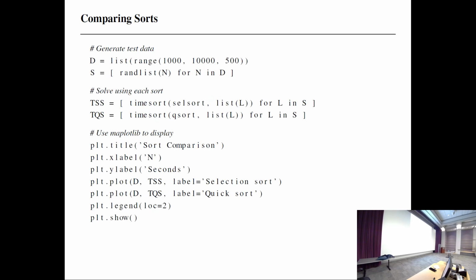First thing I'm going to do is generate test data. So I'm going to have a value D, which is a list ranging from 1,000 to 10,000 by 500. So 1,000, 1,500, 2,000, 2,500, and so on. And then S is simply going to be my random size list N. Remember my randlist, which for size N gives me a random list of that many numbers, for N in D. So this will give me a list of lists, and that list of lists are all random inputs to sort. Random lists of numbers of varying sizes.